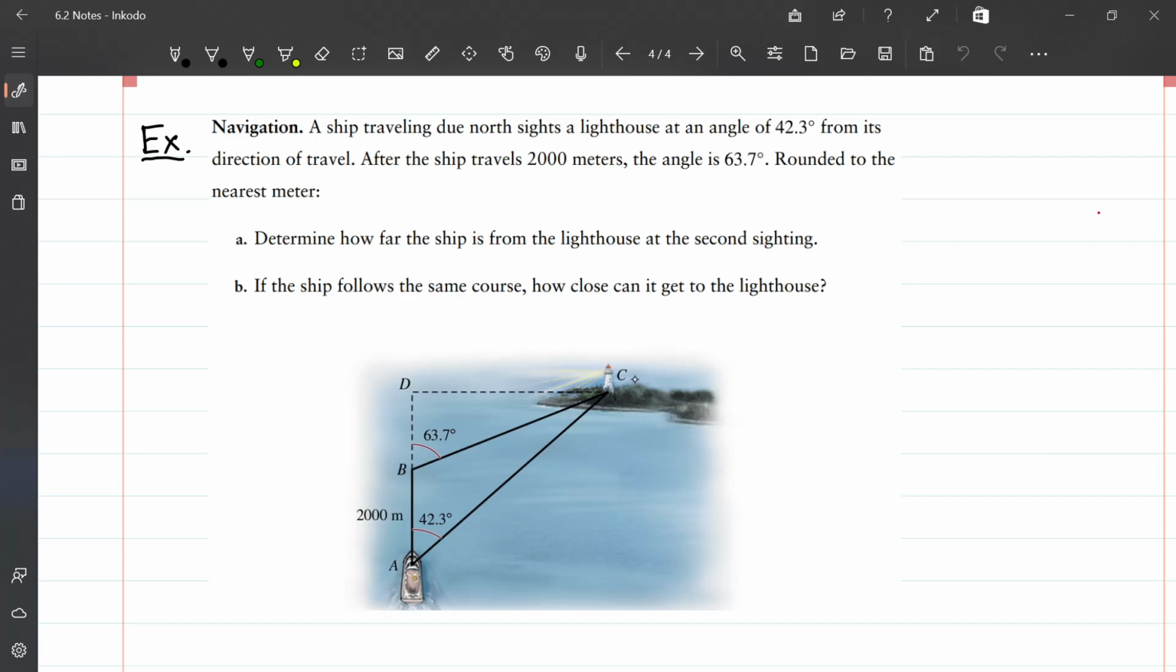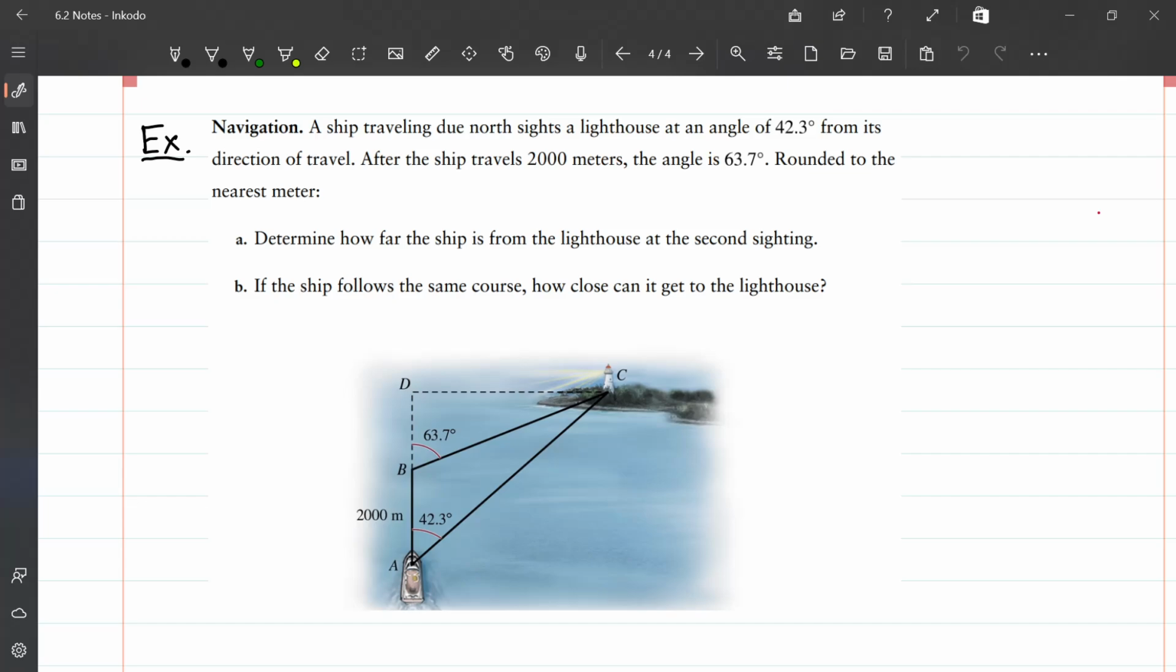and it marks its location via a bearing. We'll talk about bearings in just a minute. Then it travels 2,000 meters, and it takes a bearing once again, this time of 63.7 degrees compared to the original 42.3 degrees. We want to round our answers to the nearest meter, and we want to find a couple of things. First of all, how far is it from our second stopping point, the place where we took our second angle measurement, to the lighthouse? Second, if we were to follow the same course, how close would we get to the lighthouse?